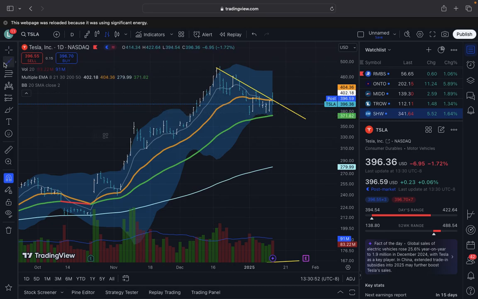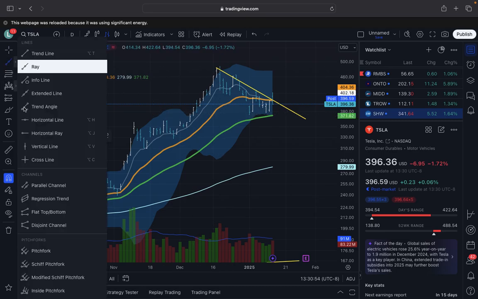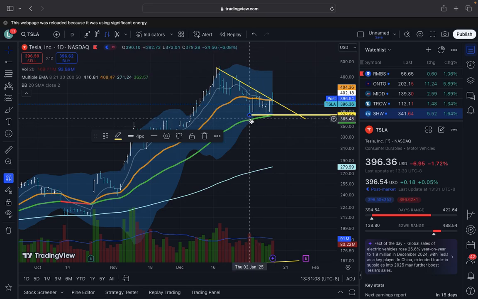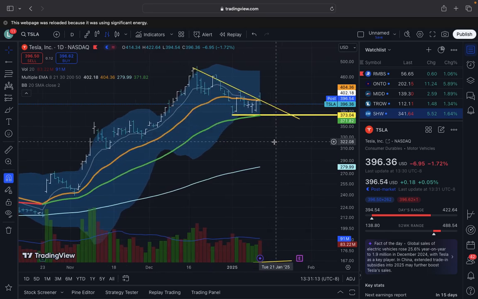Well, we can draw a line, a horizontal ray. Click right here, and you can see the lowest of this month is 373. We click right there and tell ourselves that 373 is the lowest we can go, and if it goes below that, then it might go down even further. So if you want to get into it aggressively, you can, but be careful. It could go below 373.